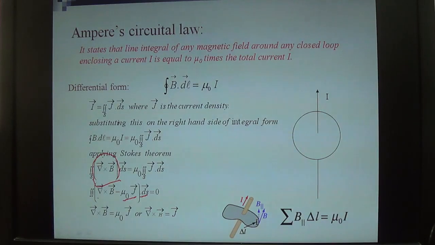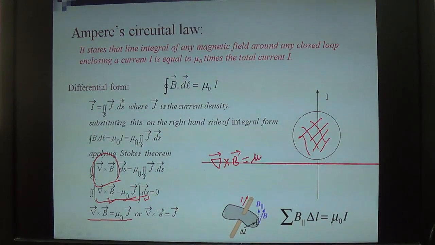Now either this factor is equal to 0 or the surface of the open loop is equal to 0. You know that this surface is real, it cannot be 0, so the other quantity is equal to 0. It means del cross B minus mu naught times J is equal to 0, and after simplification you can see that del cross B is equal to mu naught times J. So this is the third equation. Here it signifies that del cross B is equal to mu naught times J.